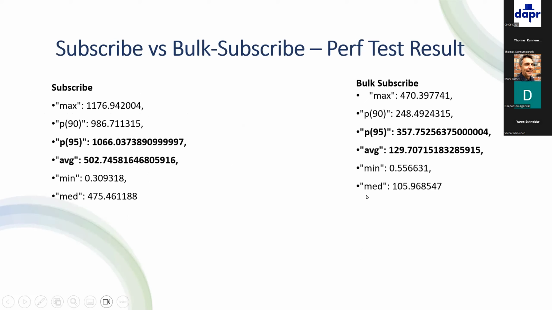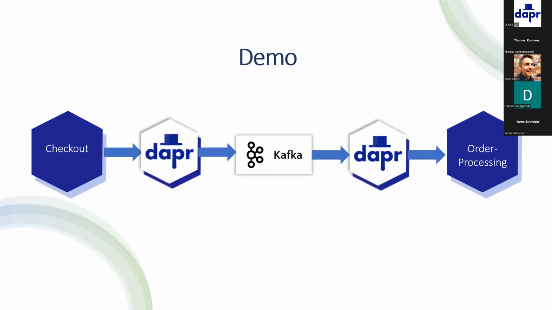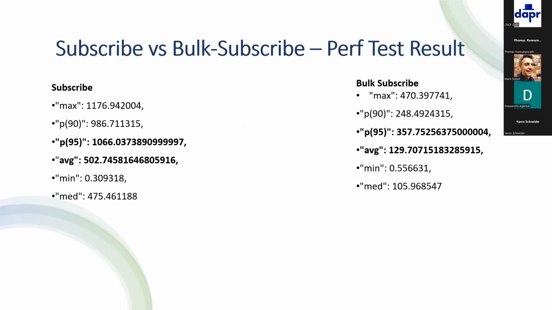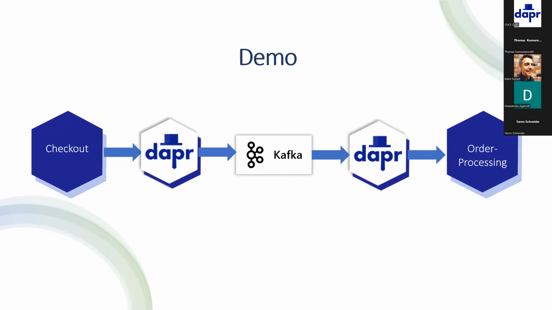Similarly, for subscribe versus bulk subscribe, we can have a look at the results. For P95, all these figures are in milliseconds, so 1066 milliseconds. There were 500 virtual users, 500 virtual threads going on over here. So we see an overall 3 to 3.5x or 4x increase. That was all about the theory part, I would say. Let's move to a quick demo.